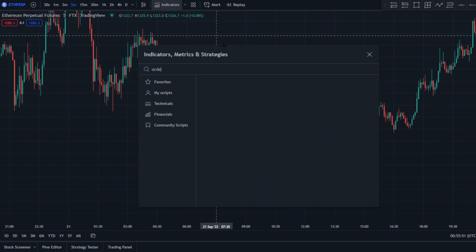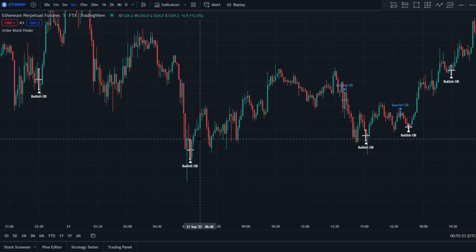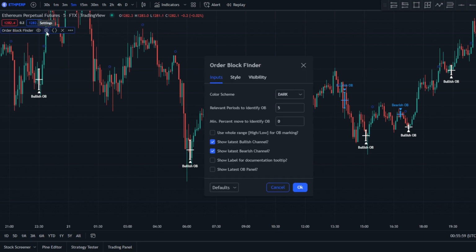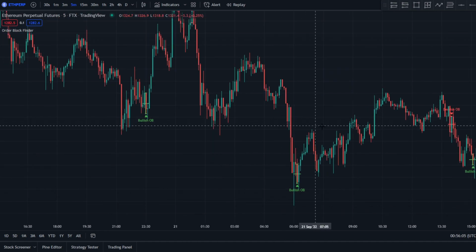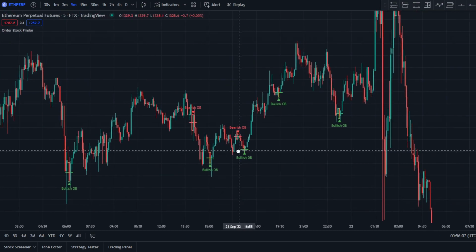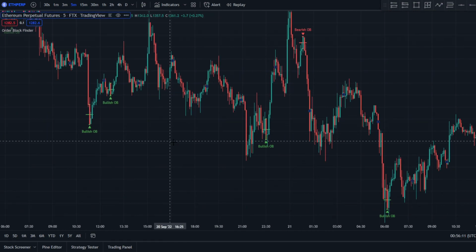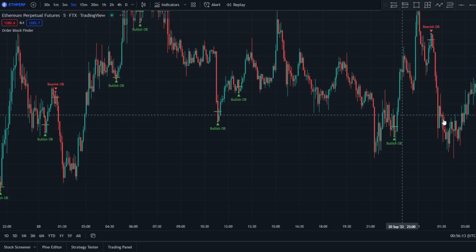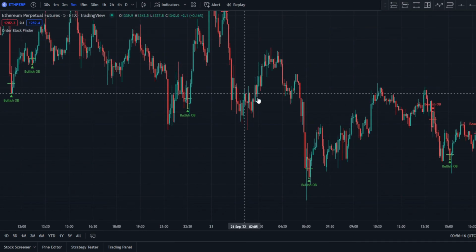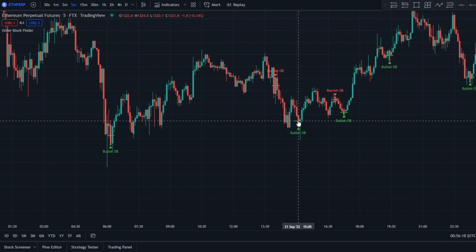Next up will be your order block finder. This order block finder is basically for identifying areas of support and resistance. I'm going to change the color scheme to bright so that you can see it more easily. It doesn't really matter, but let me show you an example right here. Let's say we want to enter a long position right here. We have this area where we have a breakout.